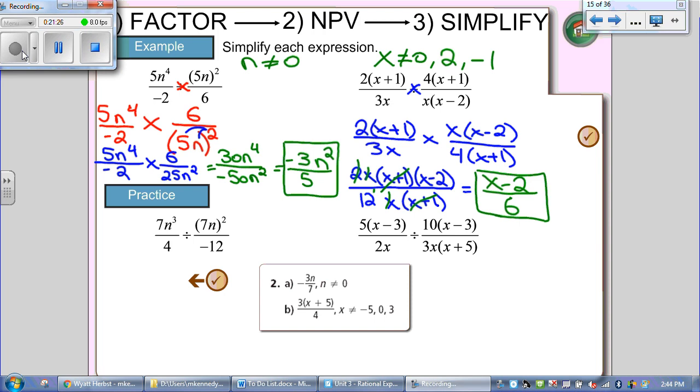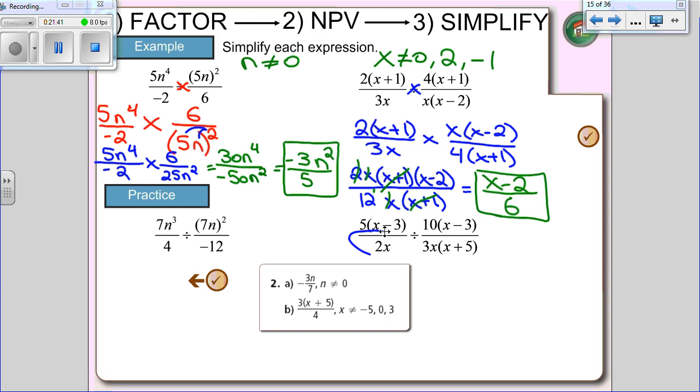The NPVs are places that cause you to divide by 0. So every time I have a division symbol, like this division symbol from the fraction, it tells me I need to look right there to see what could make that thing 0. So I say, well, if x equals 0, that thing would be 0. So that means x cannot equal 0. Then I check another division symbol. This division symbol is this one right here.